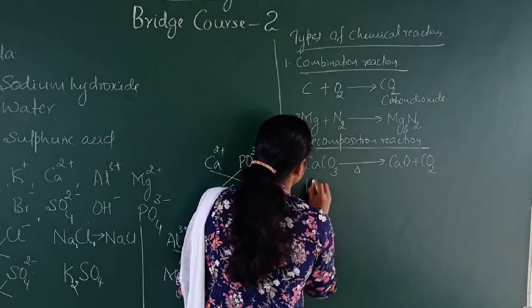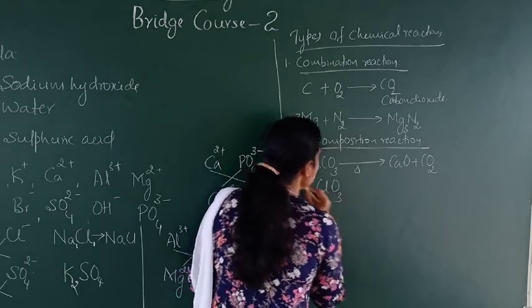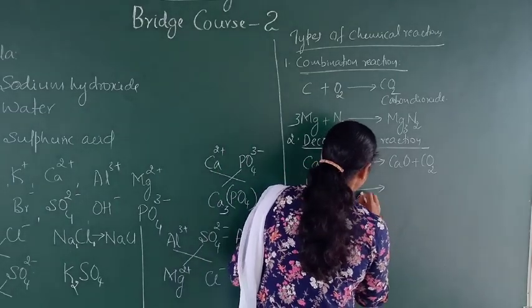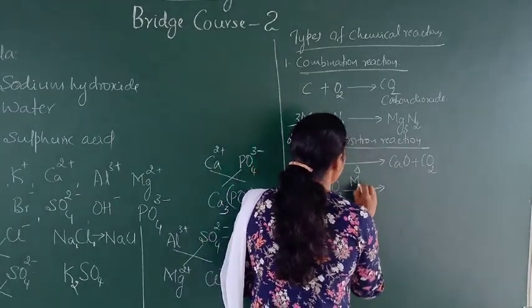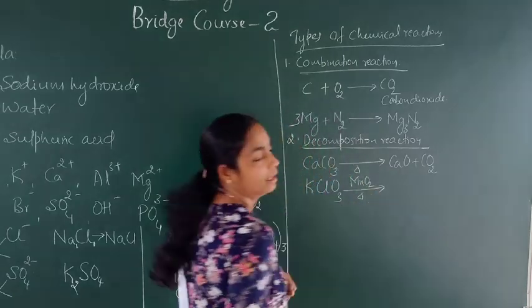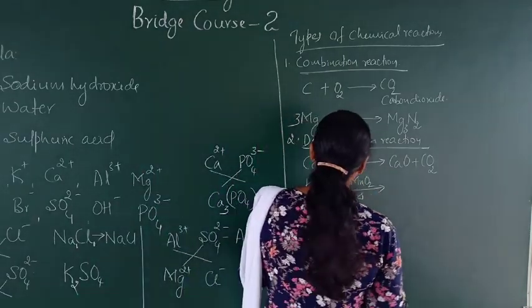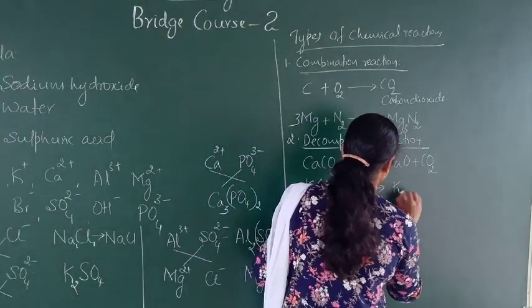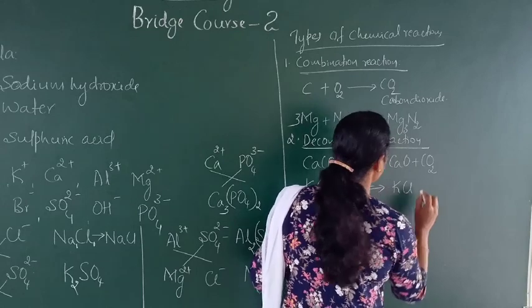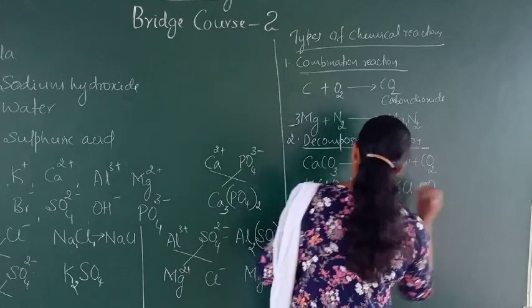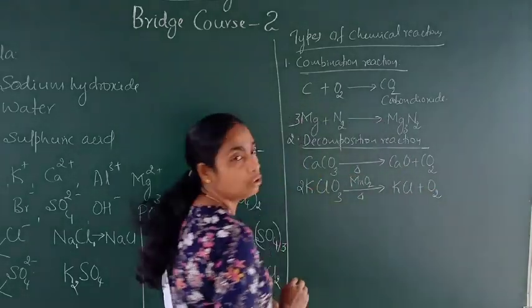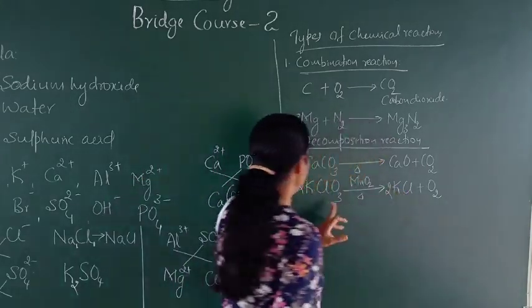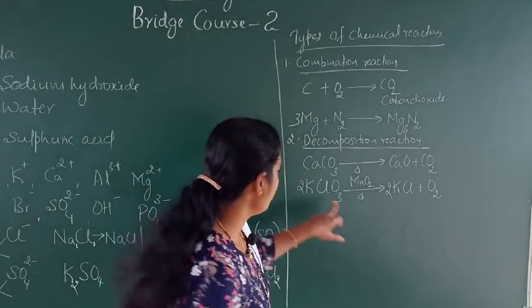Next one, decomposition of potassium chlorate. If you heat potassium chlorate in the presence of manganese dioxide, then decomposition of this potassium chlorate takes place and you will get potassium chloride and oxygen. For balancing, 2 KClO3, 2 KCl.